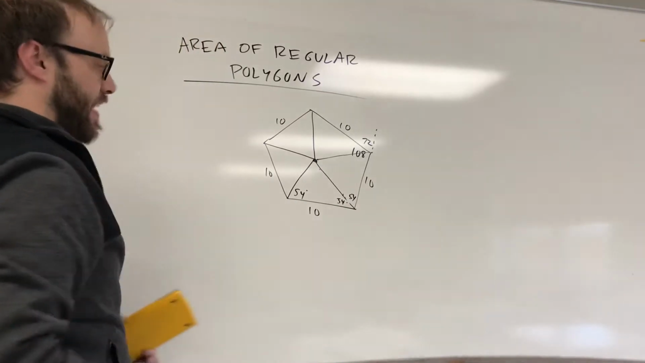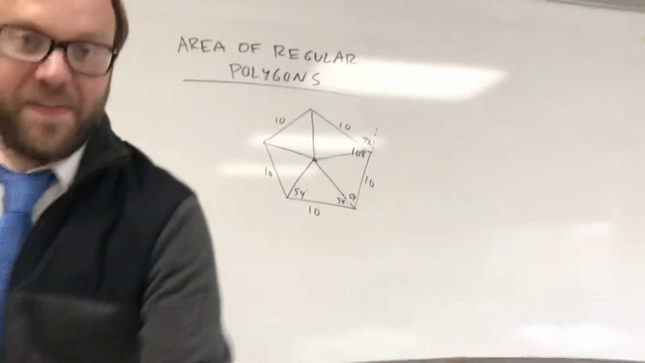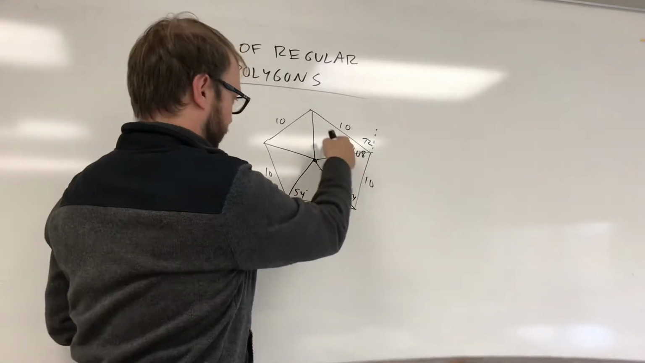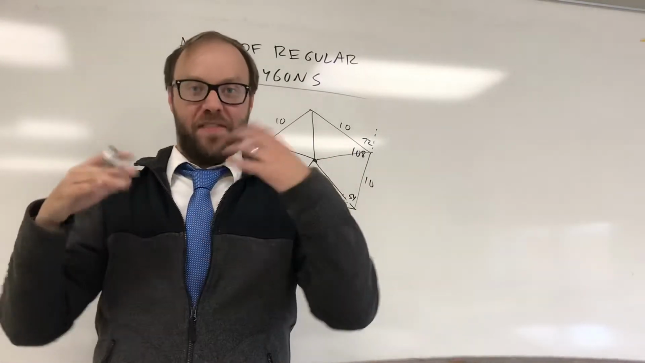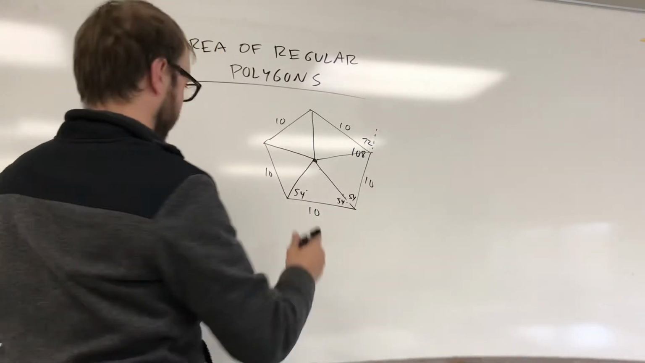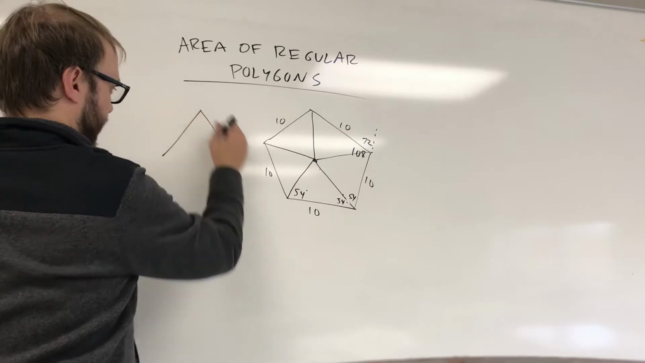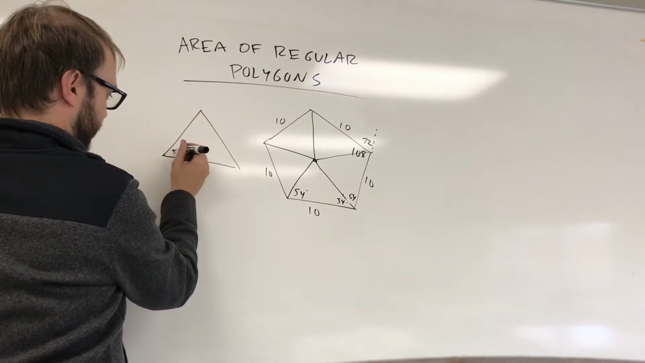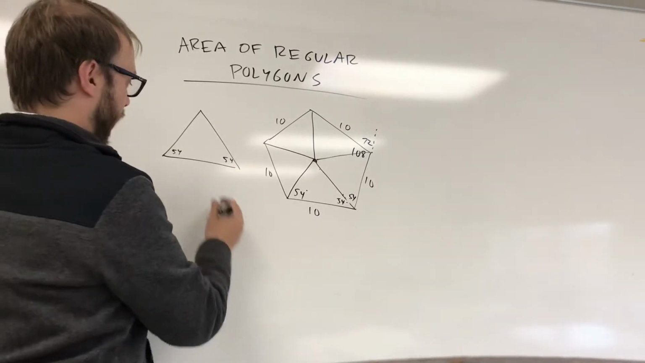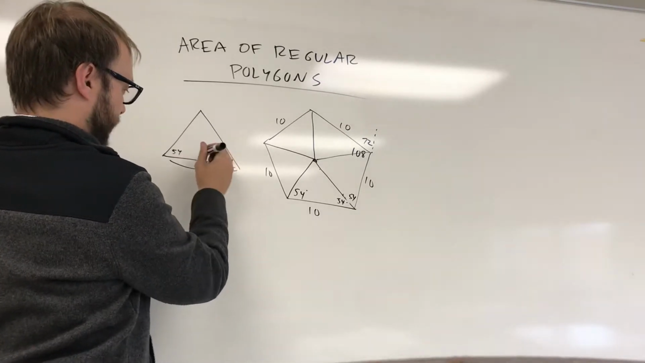All right, so here's the big deal. If I can find the area of one of these triangles, there are just 5 congruent triangles here. I can just multiply that by 5 and I've got the area of the whole pentagon. So I'm going to focus on just one triangle here. It's got 54 degree angles. I'm not even going to worry about that angle at the top. We know that this side length is 10.